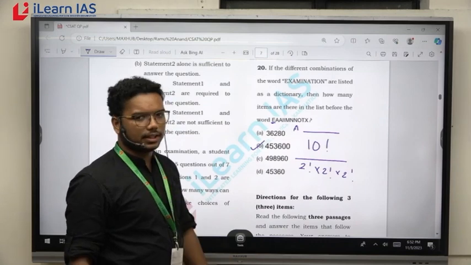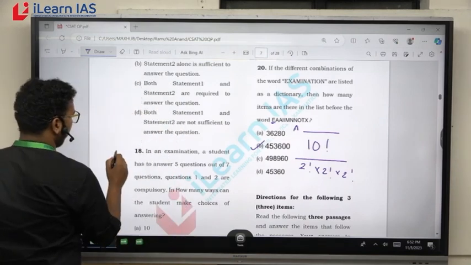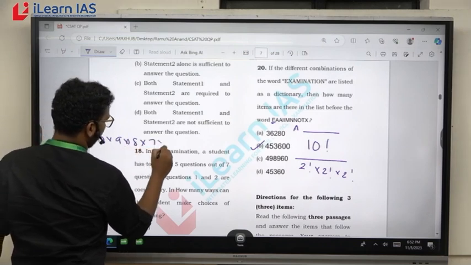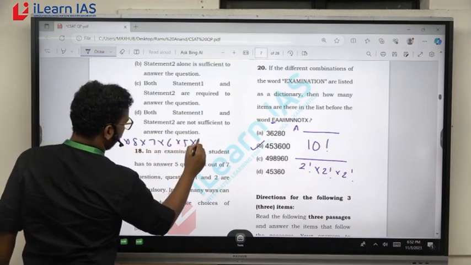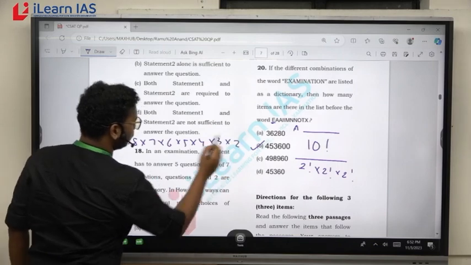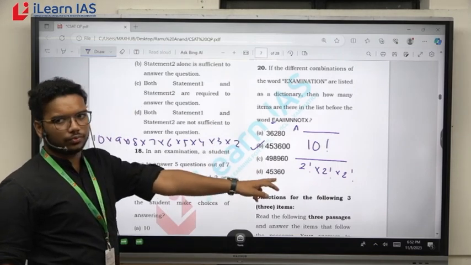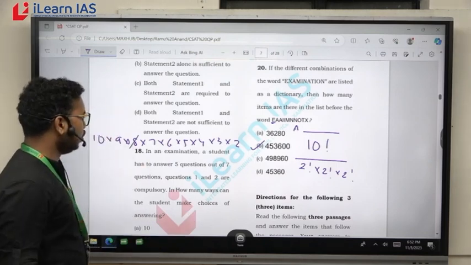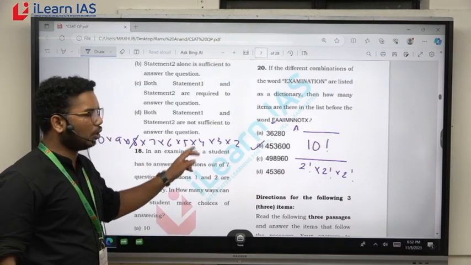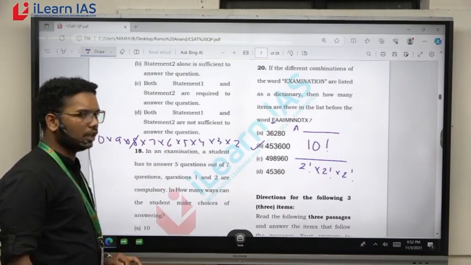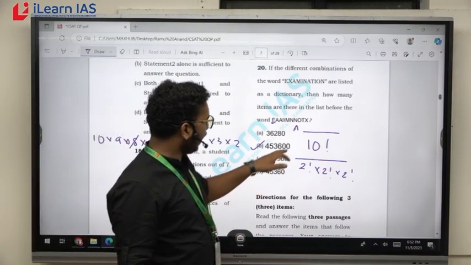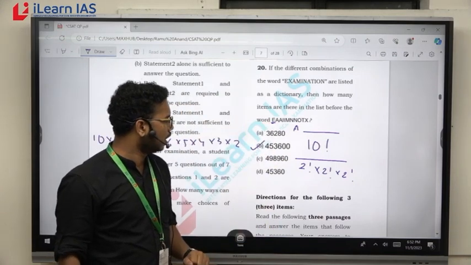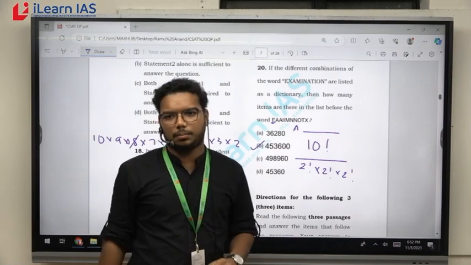For doing this in a simpler way, what is 10 factorial? 10 into 9 into 8 into 7 into 6 into 5 into 4 into 3 into 2, divided by 2 factorial into 2 factorial into 2 factorial. 2 into 2 into 2 is 8. So you cut 8. So if you look at this, 5 into 4 is 20 and 20 into 10 is 200. So the end result will contain 2 zeros, which is only answer B. So the option is B.